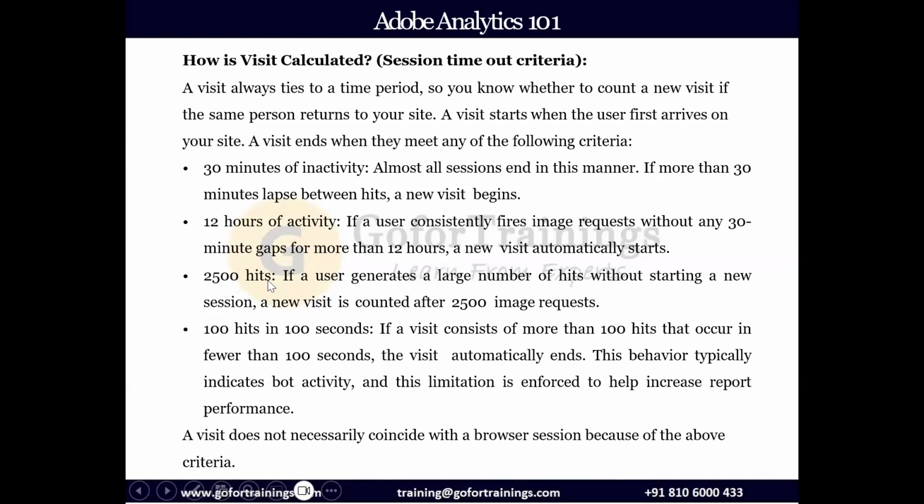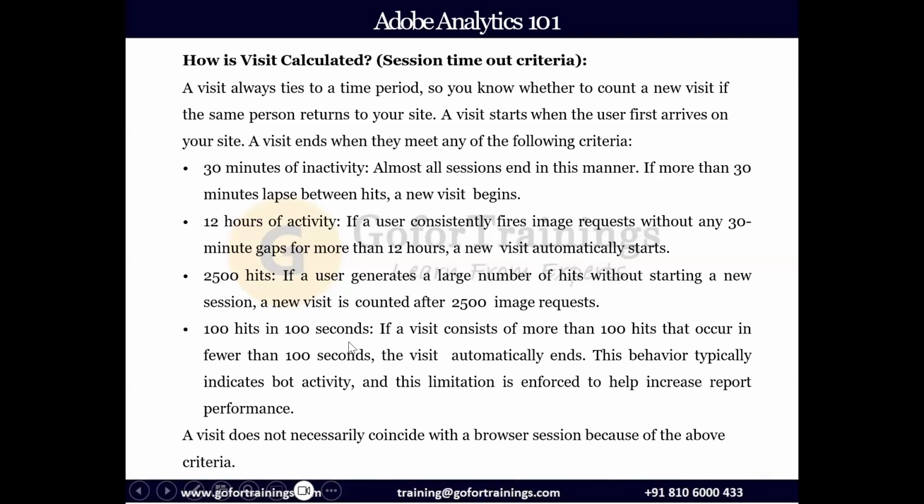Then 2500 hits. All these are very unlikely scenarios, but still these are rules, so we should know them. By hits it could be anything: page views, clicks that you are doing on the website, searches are also clicks, any action that you are doing on the website. If there are more than 2500 hits, then after 2500 hits, on the next hit, it will be a new visit.